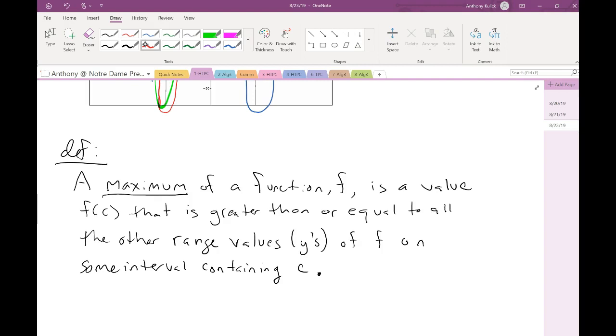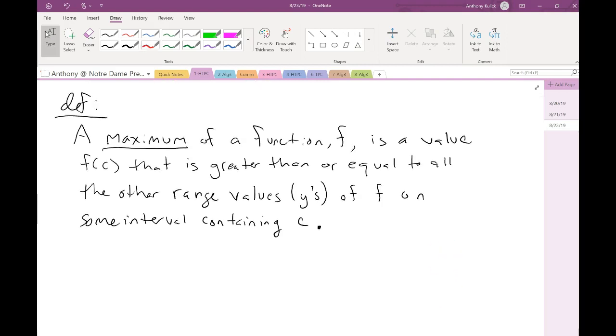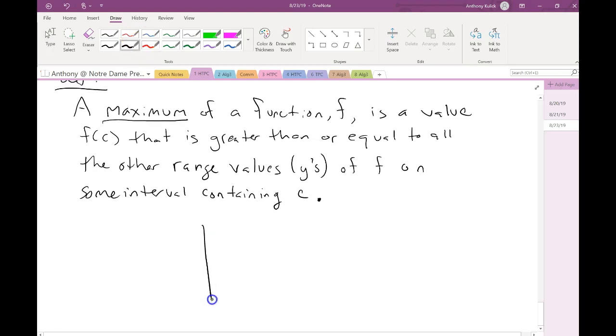So there's actually 2 kinds of maximums. 2 kinds of maxima. There's a local maximum, and there's also a global maximum. So let me kind of explain the difference. I'm just going to draw some pictures to kind of explain that difference.